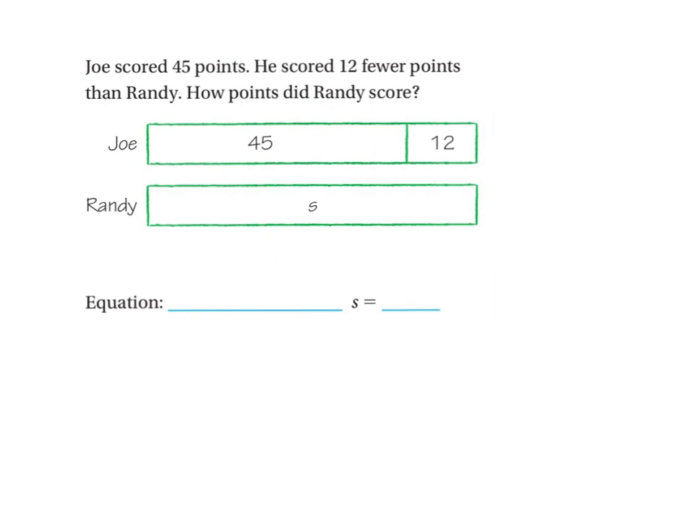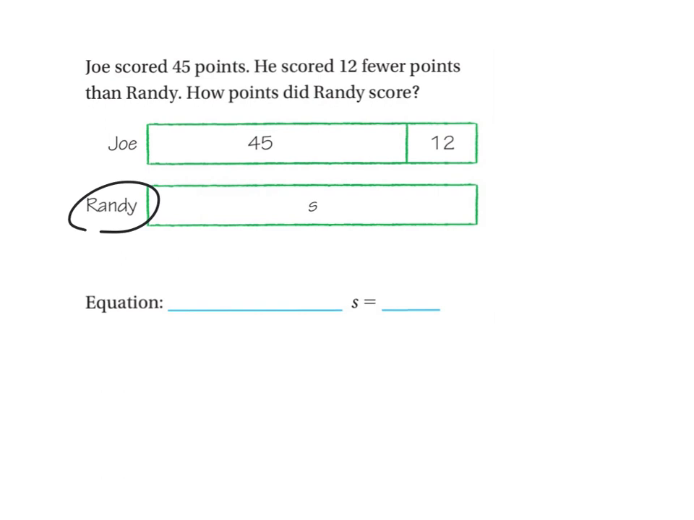Again, it's in a strip diagram. You could think of it in a couple of different ways. Here, part of what Joe scored is, or excuse me, all that he scored, which was 45 points. And then you know that he also scored 12 fewer points than Randy. So you know Randy's going to have a bigger point total.